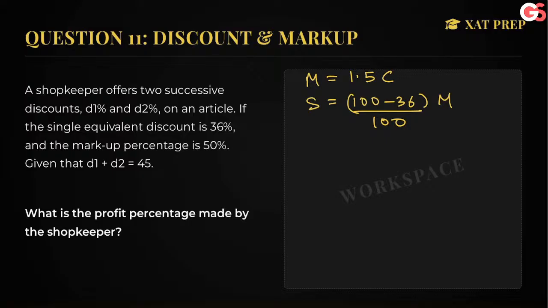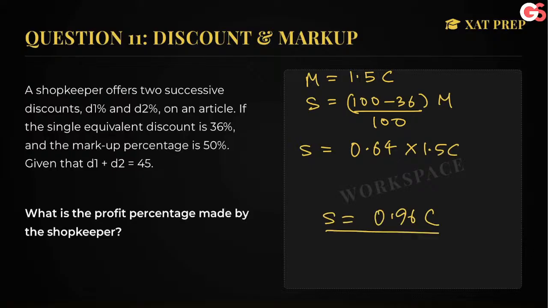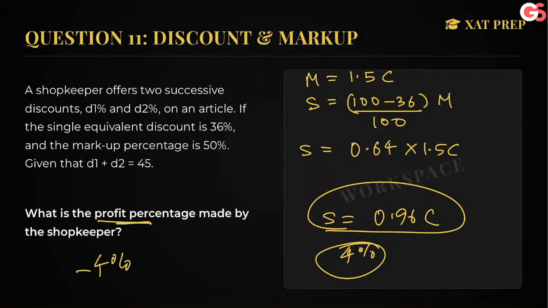So selling price is 0.64 multiplied by 1.5 C, which gives us 0.96 C. So here there is a loss, not a profit. ये तभी प्रॉफिट होता है जब ये 1 से ऊपर होता है ना, ये 0.96 है, तब 96% of cost price is selling price, the loss is 4%. So if this is the question, the answer is minus 4%. All right, that is the answer. Is that clear? ठीक है, -4%. हाँ, -4%.